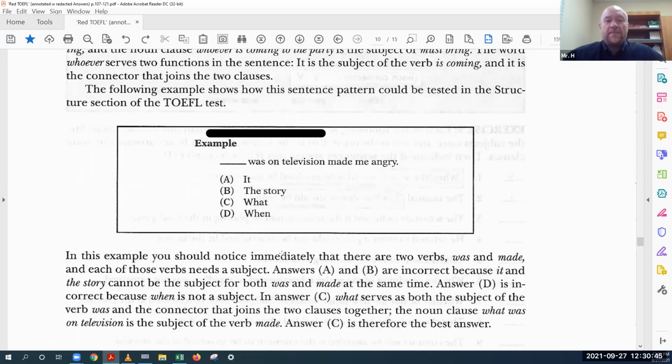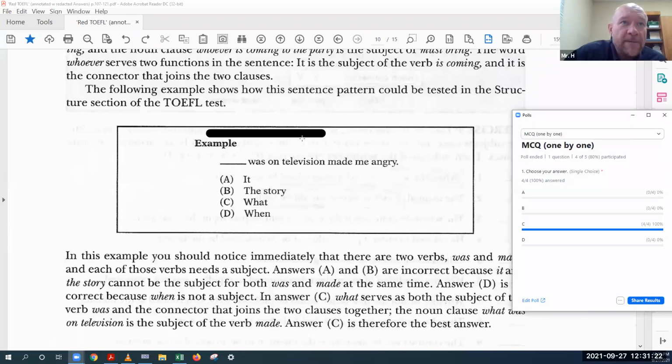Okay, let me open the poll. I forgot to open the poll. Alpha, beta, Charlie, Delta. Choose your answer. See the poll, guys? Okay, 3 people, 4 people. 4 people said it's Charlie. Okay, let's take a look. Let's see if your answers are correct.